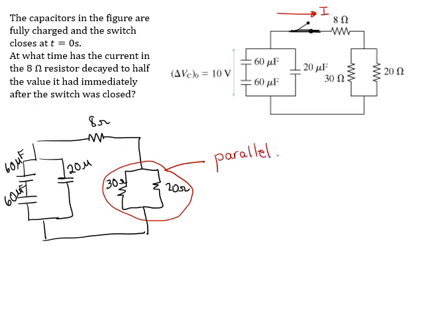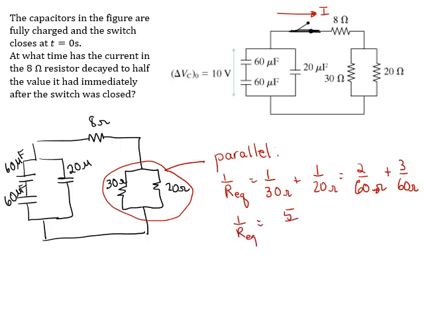I know to find an equivalent resistance, I'll do 1 over R equivalent equals 1 over R1, that's 30 ohms, plus 1 over R2, that's 20 ohms. If you wanted to do a common denominator, 1 over 30 is the same as 2 over 60, and 1 over 20 is the same as 3 over 60. You don't have to do it like this if you don't want to. I'm kind of a fractions person, so that's more my way. If you wanted to do numbers, that's fine.